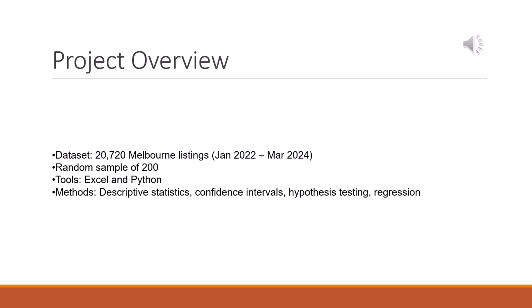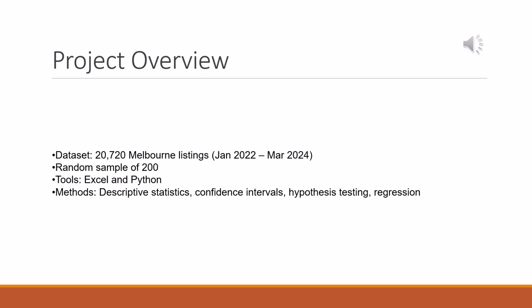The data set for this assignment contains over 20,000 Melbourne property listings recorded between January 2022 and March 2024. From this, I selected a random sample of 200 properties using Excel's RAND function, which we did in our last assignment, to ensure the data was unbiased and representative.